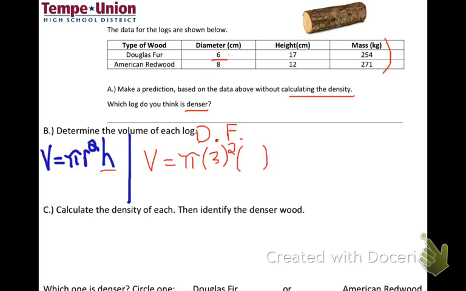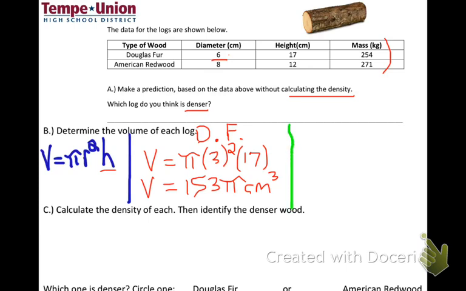Then we need to figure out the height. They have the height given to us, so that's 17. We just multiply those together. 3 squared is 9. 9 times 17 is 153, and that's pi. If I was including my units, that would be cubic centimeters.